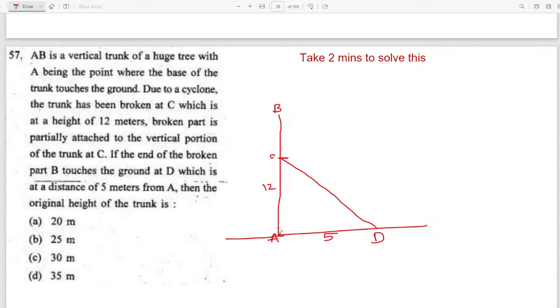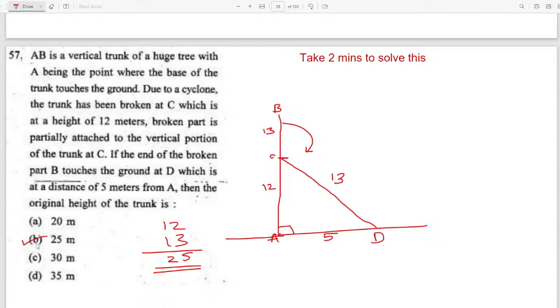So let this be 90 degrees. So from the Pythagoras theorem, this would be 5, 12, 13. So if the broken length is 13, this would be 12 plus 13. I mean, this would be again 13, because this is nothing but just fallen here. This is 12 plus 13. This is 25. Correct answer is option B.